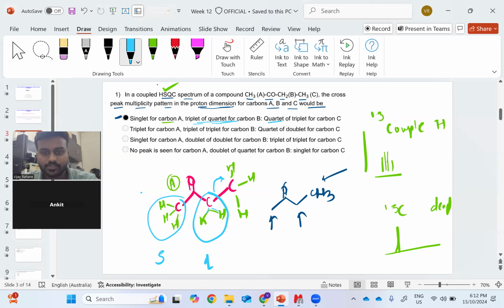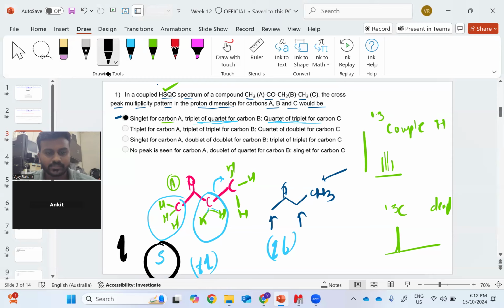And for carbon C, it will be a quadrate of triplet, because there are four carbons directly attached and two adjacent. This one will be the triplet of quadrate. And for this one, the singlet, I don't think the singlet should be here. Yeah, I have doubt in this one. It should not be a singlet, it should be a quadrate because there are one, two, and three NMR active nuclei attached here. So option A is the option you need to select in this question.